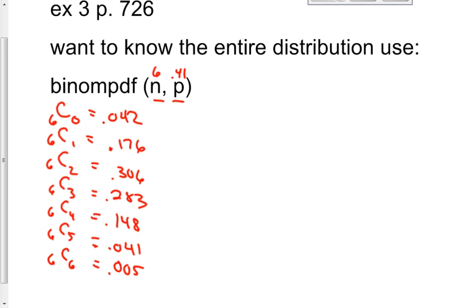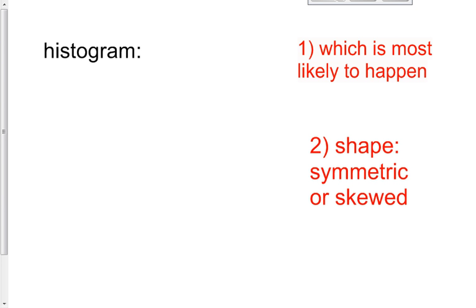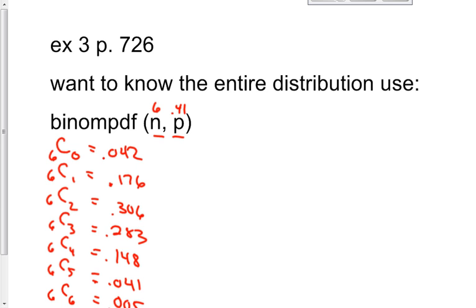Now, what do we want to do with this information? We want to be able to make a histogram. A histogram is a picture of your results. So I want to be able to take my results and make a picture. Your histograms are always an L graph. They're always an L graph in the shape of an L.